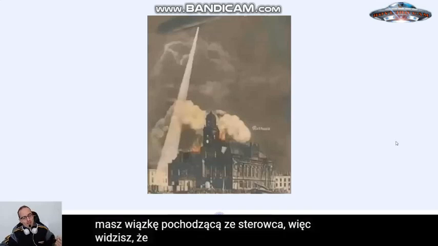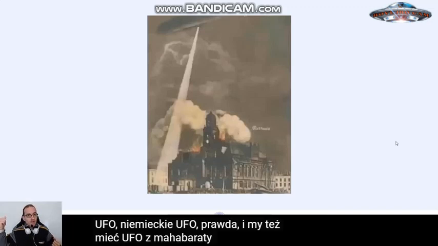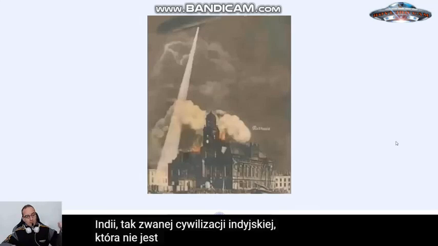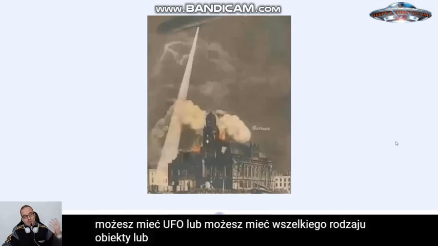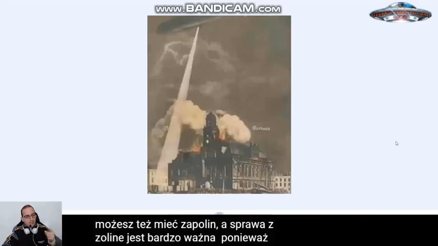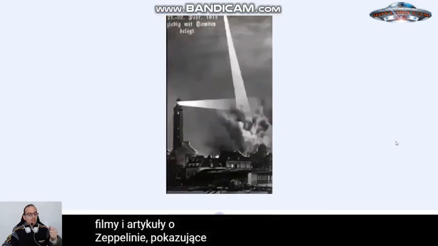So you see how not everything has to be a UFO. The German UFOs, right? And we also have the UFOs from the Mahabharata from India, or the so-called Indian civilization, which is not what it was before. And yeah, you can have UFOs, or any type of objects or flying machines, but you can also have Zeppelins.